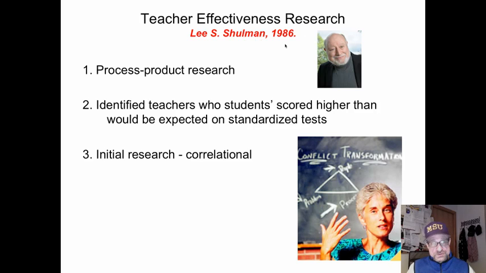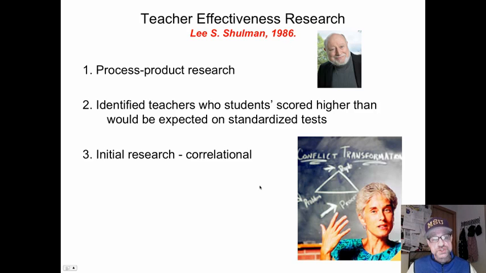Schulman and others who did this process product research identified high test score types of teachers. Those teachers whose students scored higher than would be expected on standardized tests. This was part 1 of the research. They used inductive analysis then on these high scoring teachers and looked for traits and behaviors and practices that seemed to be common. Here are all these effective teachers. Here are some commonalities that we see.